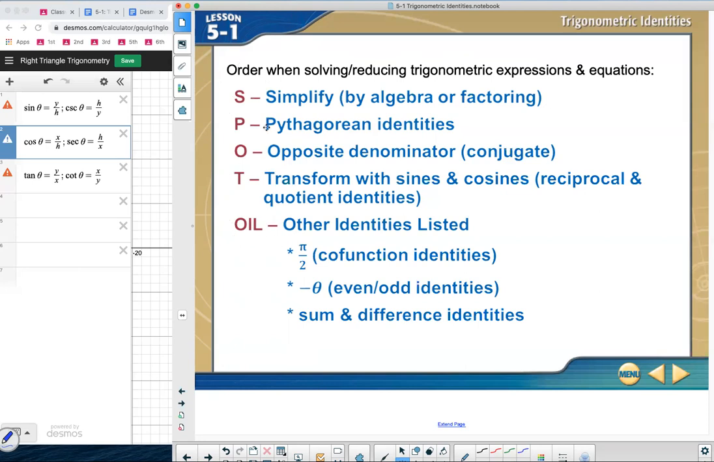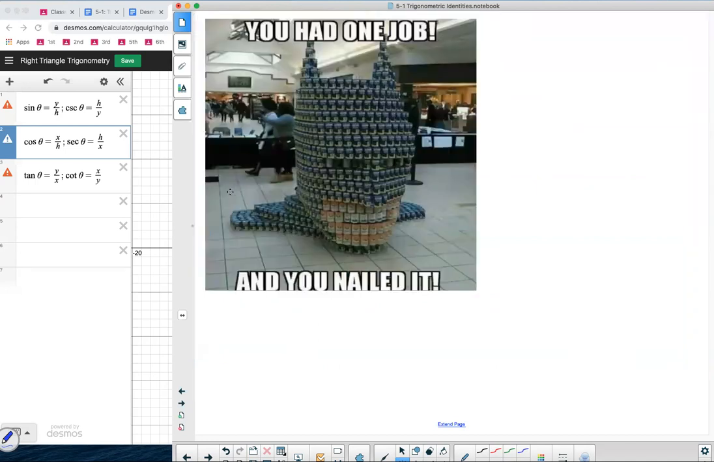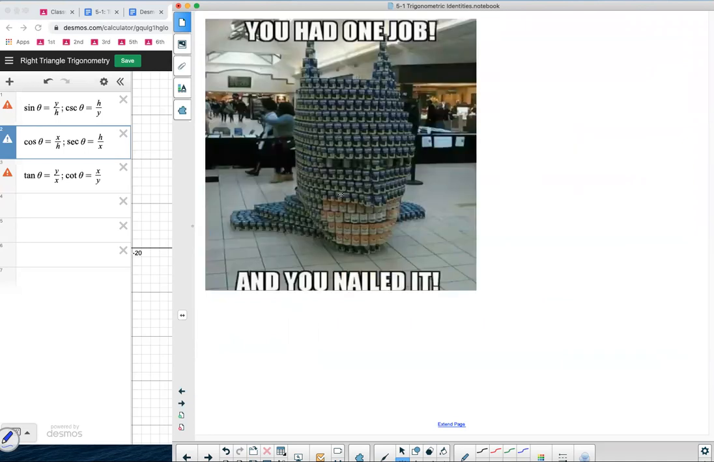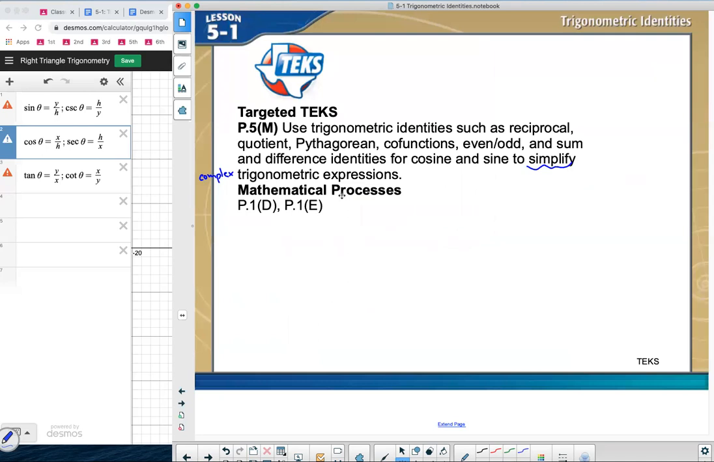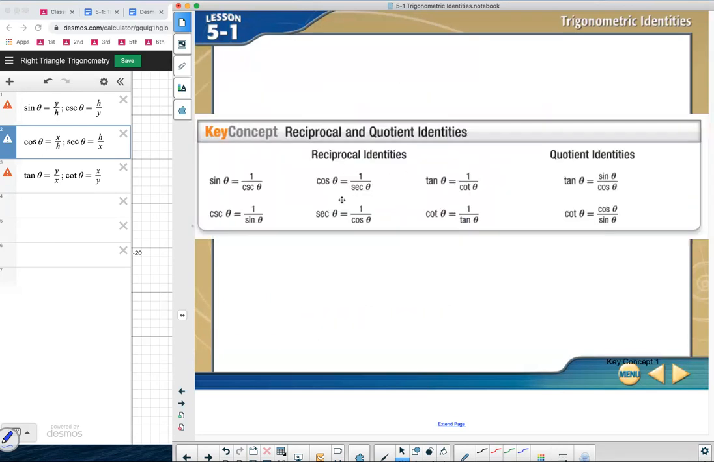So I do understand we are dealing with, what was that word I added? Complex. We're going to be dealing with complex stuff here. And that's why I said you have one job to do, and it's to simplify. It's going to be complex along the way. Just follow your one step. All right, with that, let's take a look at the first few identities they give us.